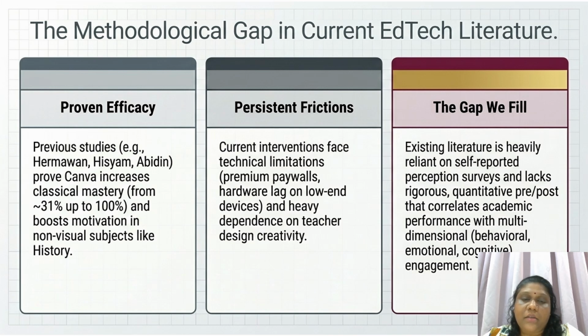Present friction is the current intervention facing technical limitations. So premium paywalls, hardware lag on low-end devices, and a heavy dependence on the teacher's design creativity. Assessing lecturers is heavily reliant on self-reported perception surveys, with a lack of quantitative pre-post correlation with academic performance.